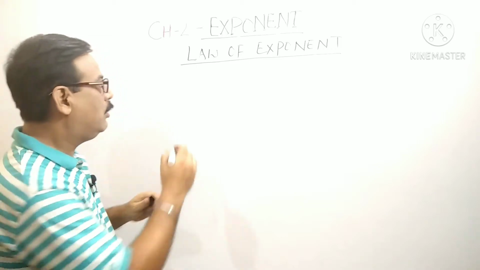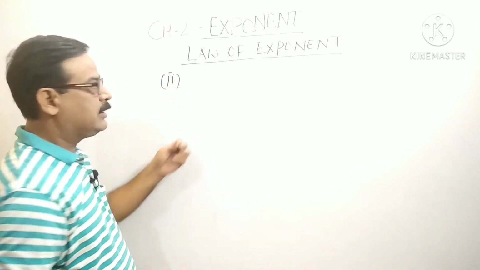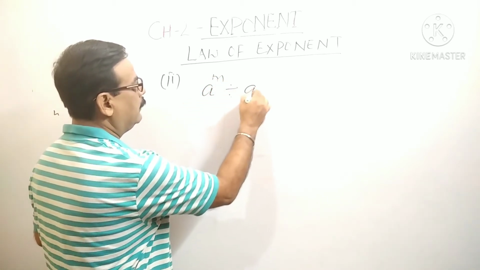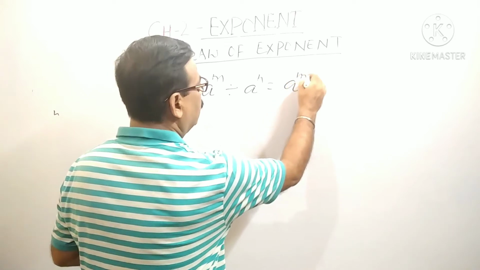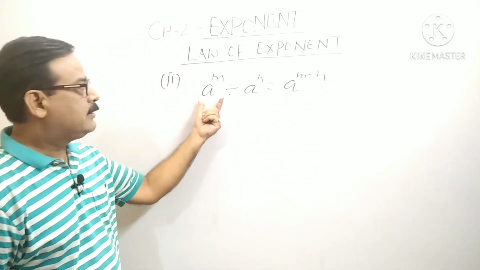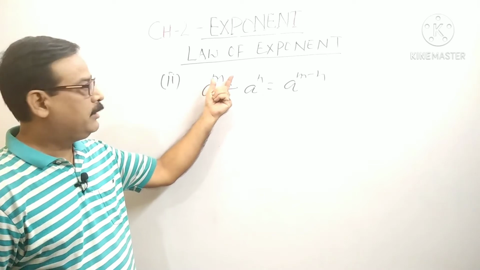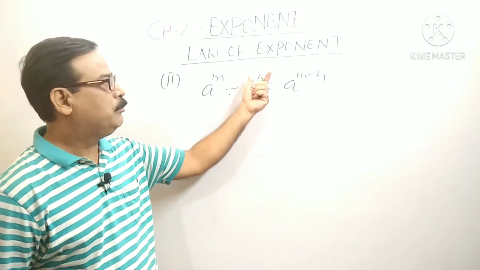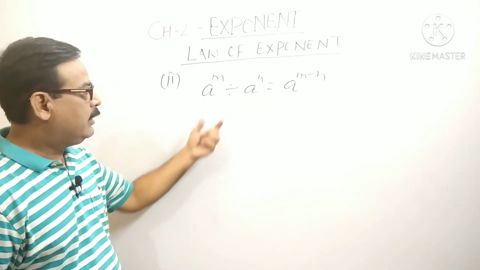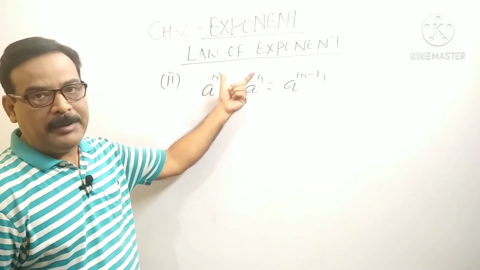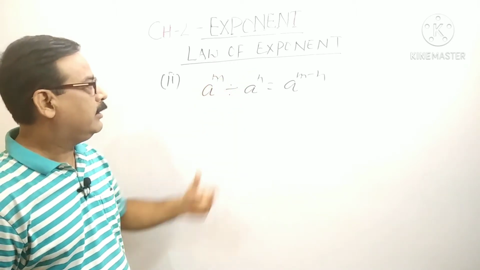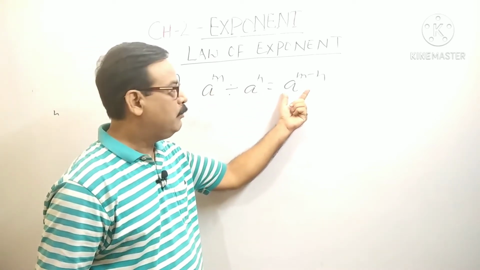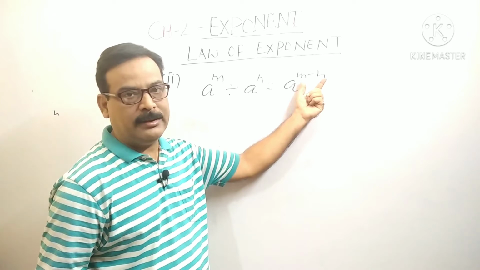Guys, now the second law of exponents. The second law says that if any number with a positive integer power is divided by the same number with a positive integer power n, here the base is the same but the powers are different, that is m and n, and they are divided by each other, the result gives the same base but the powers must be subtracted.